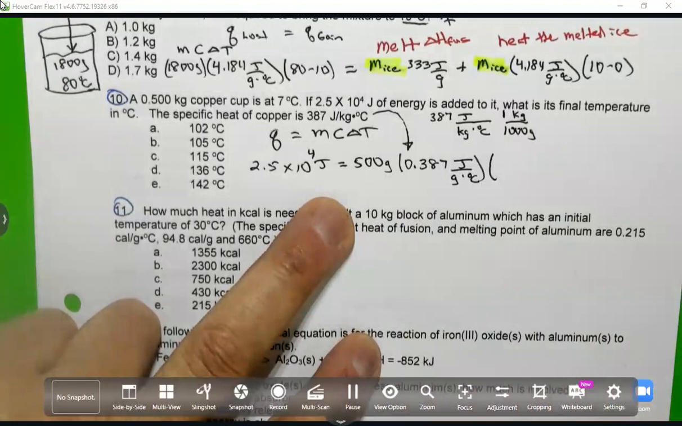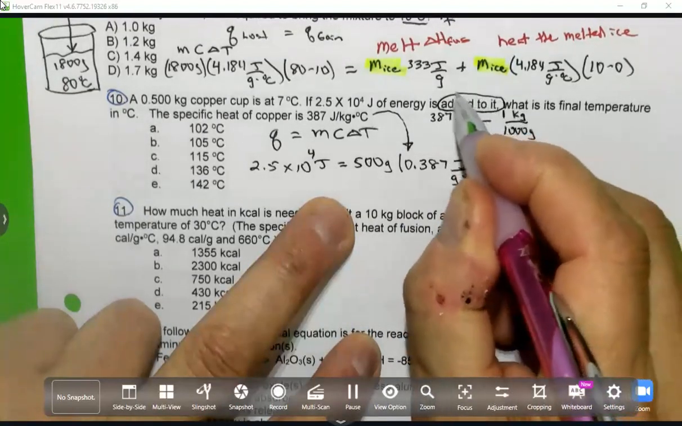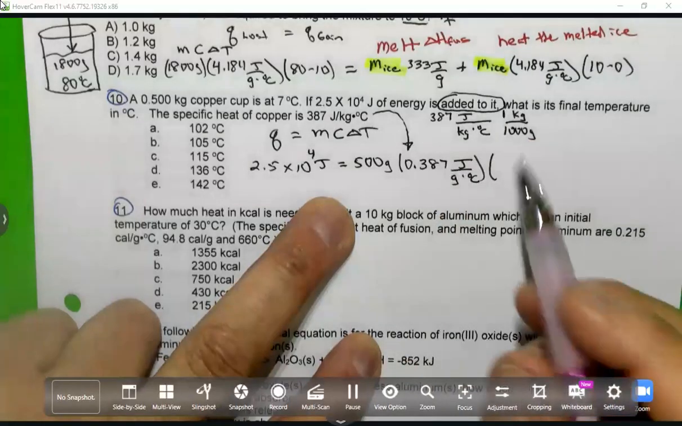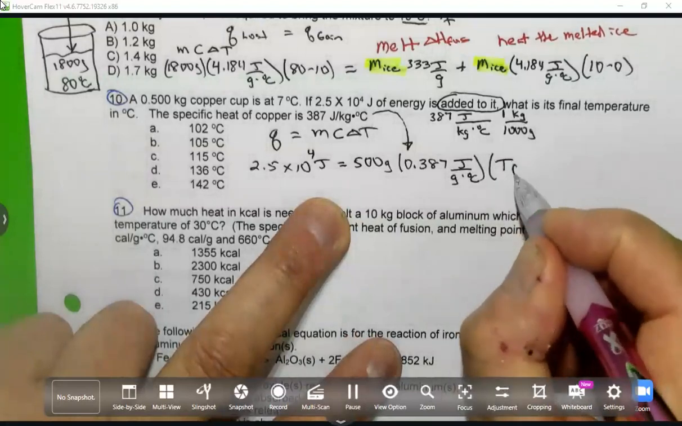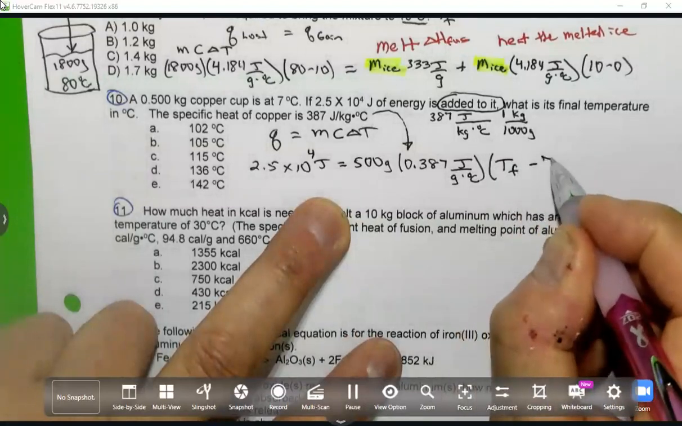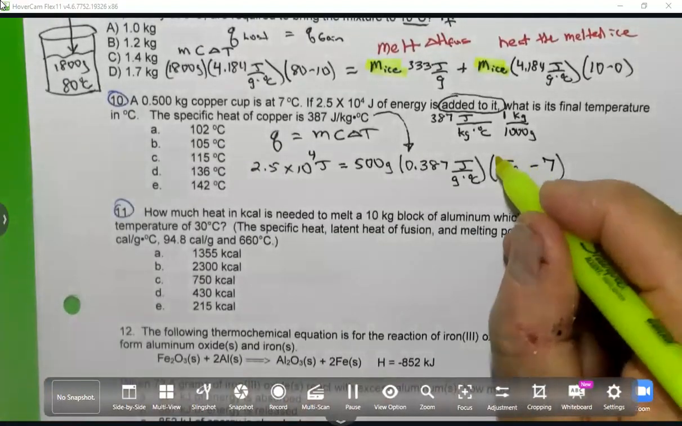And heat is added, if it's added, it's going to end up at a higher temperature. So here we'll go T final minus 7. And we need to get T final out of this.